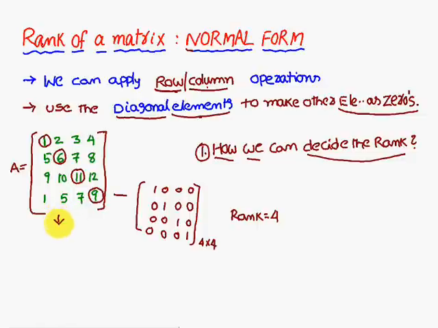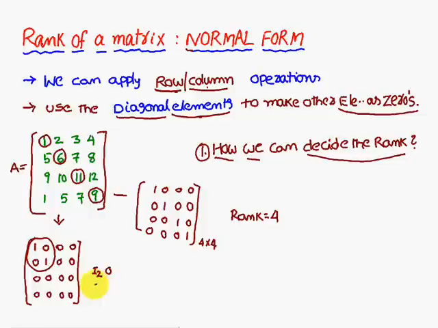Otherwise, if this matrix has been reduced to another form, let us consider 1, 0, 0, 0, and 0, 1, 0, 0, 0, 0, 0, 0, and 0, 0, 0, 0. Suppose the above matrix has been reduced like this, then what is the rank of the matrix? If you observe this one, you come across 1, 0, 0, 1. That means you come across I2, 0, 0. You come across a unit matrix of order 2. Therefore, the rank of the given matrix is 2.